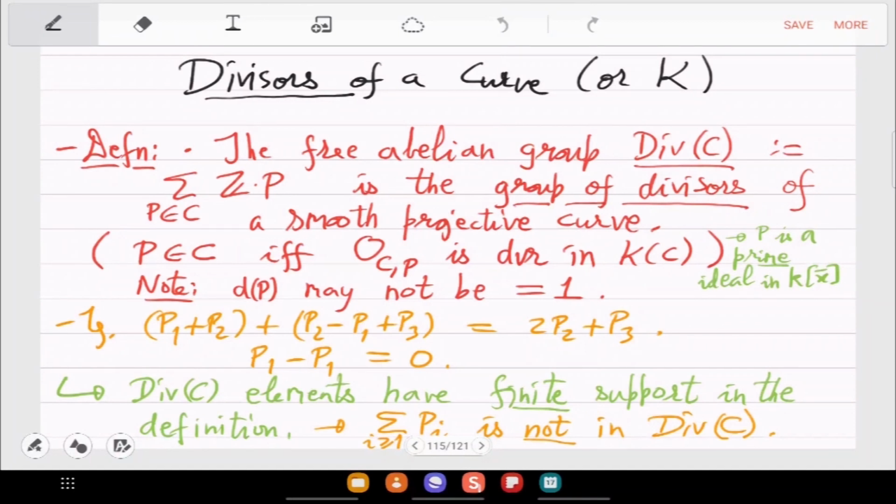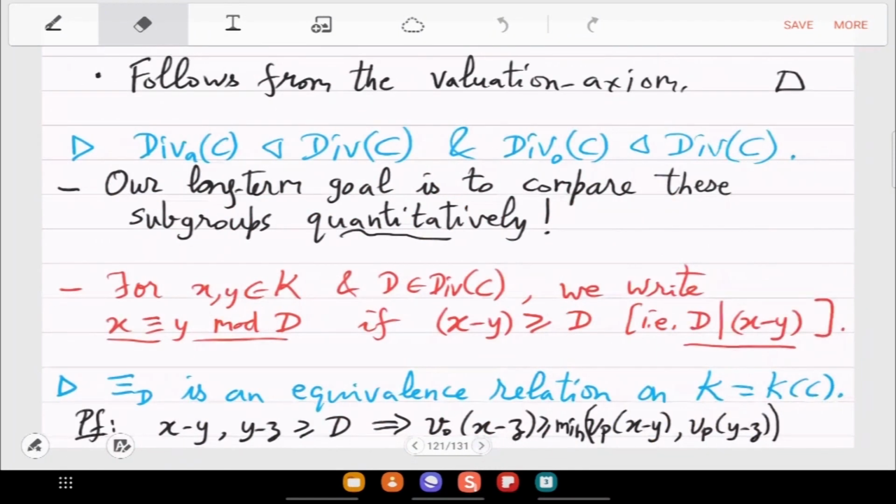So these P's, you can think of them as just DVRs. These are the discrete valuation rings, because it's a smooth projective curve. So a point, we'll always think of it as a DVR or a valuation, defining a valuation. So we did define a lot of things regarding this. So div C is the biggest group. It collects all these points.